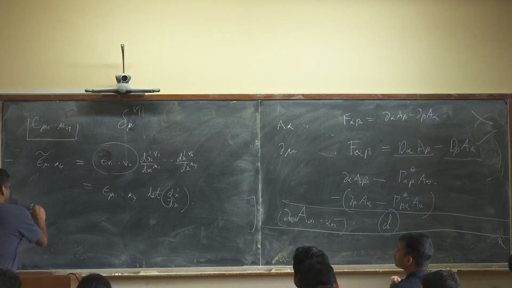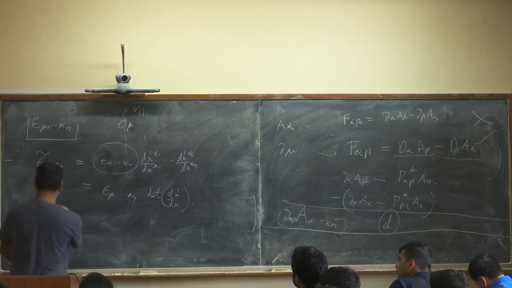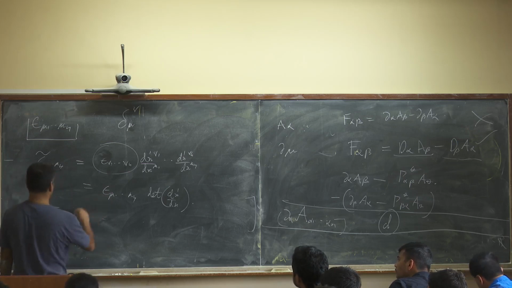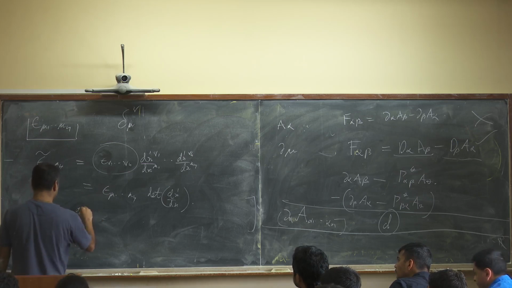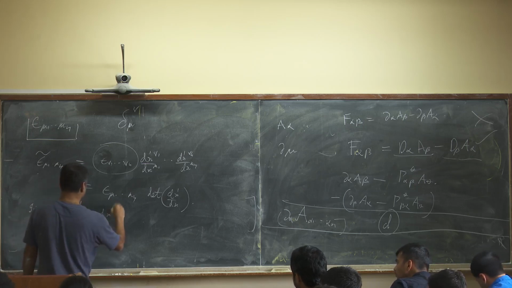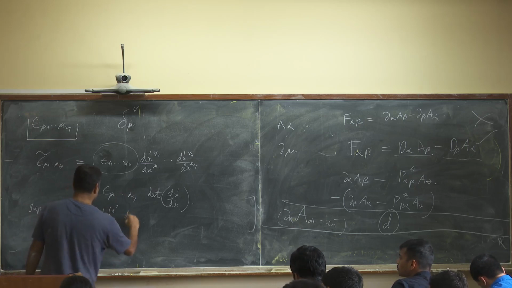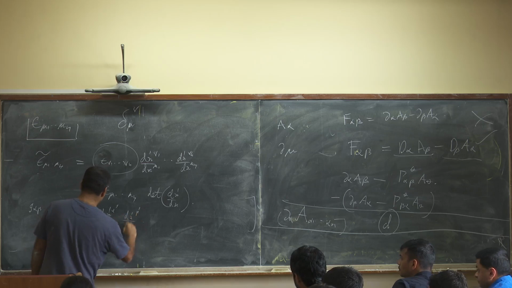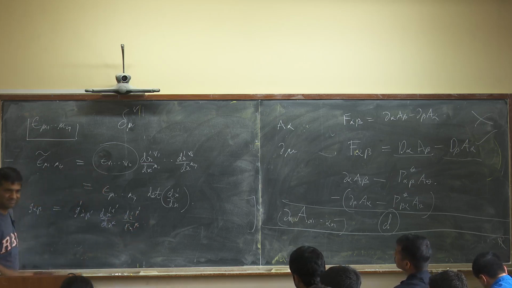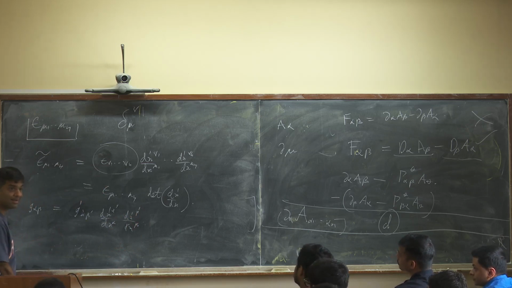Suppose we have G alpha beta. The G alpha beta was equal to G prime alpha prime beta prime times dx prime alpha prime by dx alpha times dx prime beta prime by dx beta. You remember this? This is the rule for the transformation of the metric.